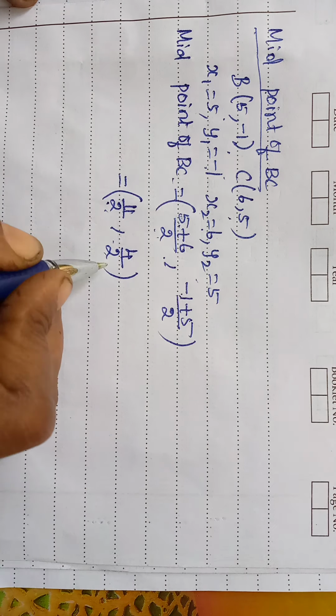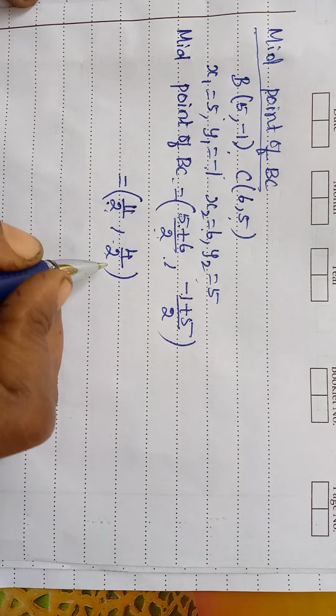Next, midpoint of CD, that is C of (6, 5) and D of (-7, 6). Here x1 equal to 6, y1 is equal to 5, and x2 is equal to -7, y2 is equal to 6. So midpoint of CD, using the midpoint formula, is (6 plus -7) by 2 comma (5 plus 6) by 2. Here plus into minus is minus, so 6 minus 7 is -1 by 2 comma 11 by 2. Therefore R is equal to (-1/2, 11/2).